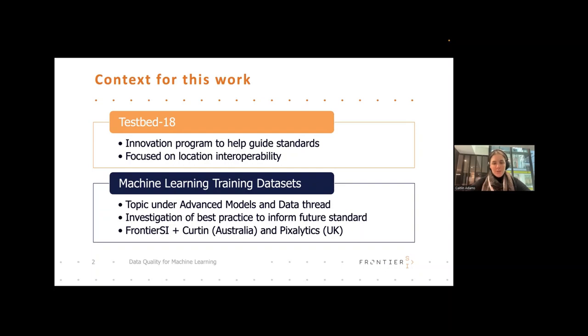There were three people involved from FrontierSI: myself, my colleague Madeline, and my colleague Kate, and then Ivana, who works with us often as a partner. We also worked on this project with a company based in the UK called Pixelytics. Together we were able to provide good coverage of different global data sets, as well as current practice from Australian governments who are trying to work with machine learning, and global use cases as well.